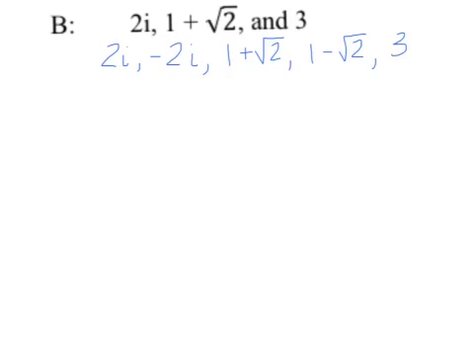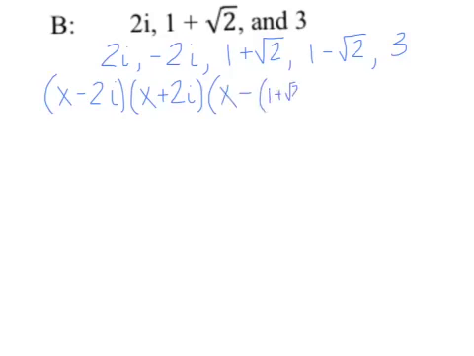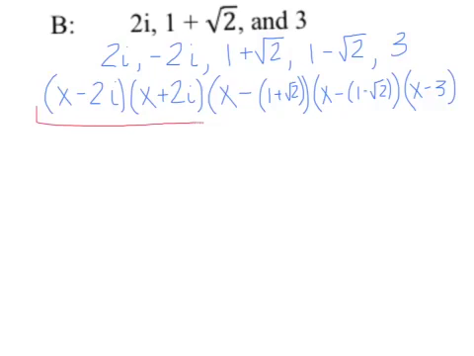Okay, now we need to plug them in to their factors. So we have an x minus 2i for that first one. Always do the opposites. This is an x plus 2i. This will be x minus 1 plus the square root of 2. And again, x minus 1 minus the square root of 2. And we have an x minus 3. Always going with the opposites. Now we can do some distributing. So I'll just start with these first two.